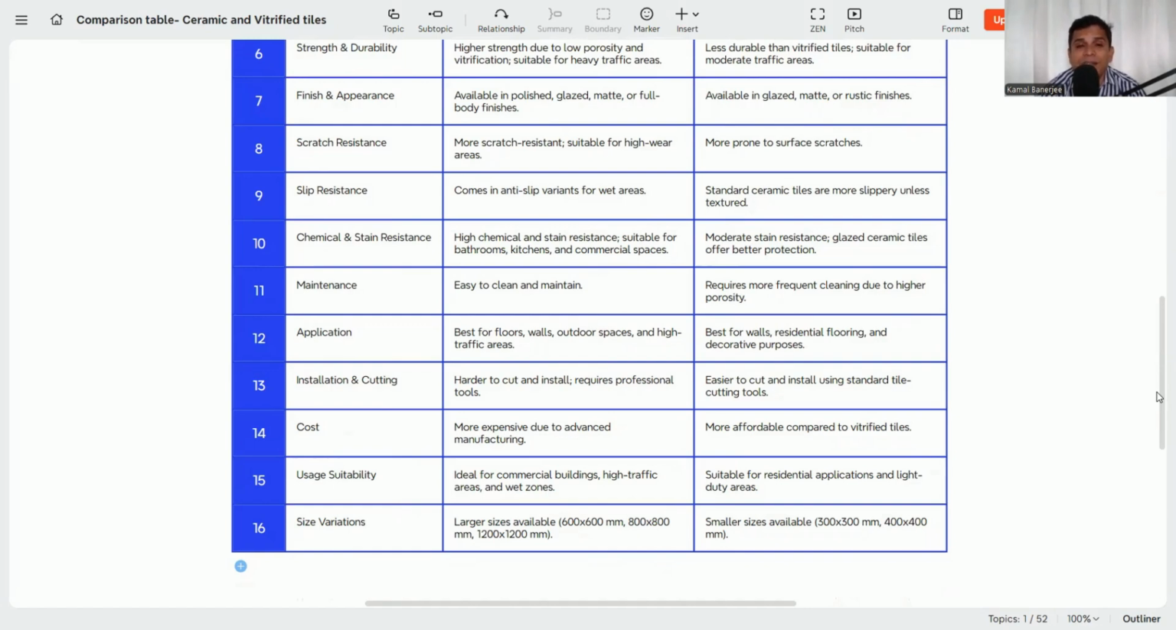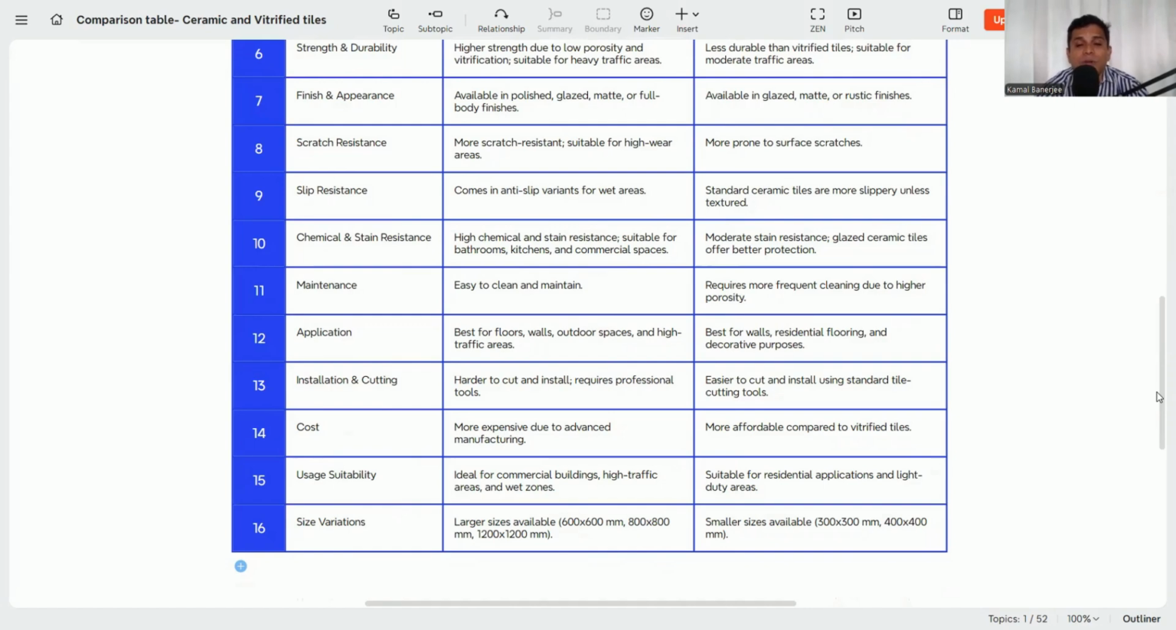Vitrified tiles are hard to cut and professional people are required, but they are good for areas where there is high traffic, or where water resistance, slip resistance and stain resistance are needed. But ceramic tiles can be easily cut and easily fixed.